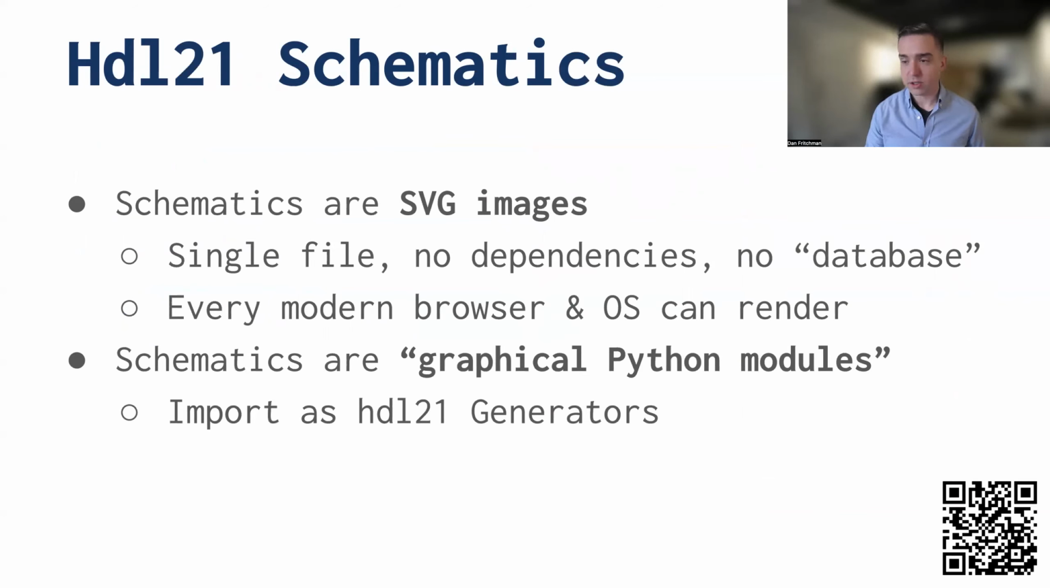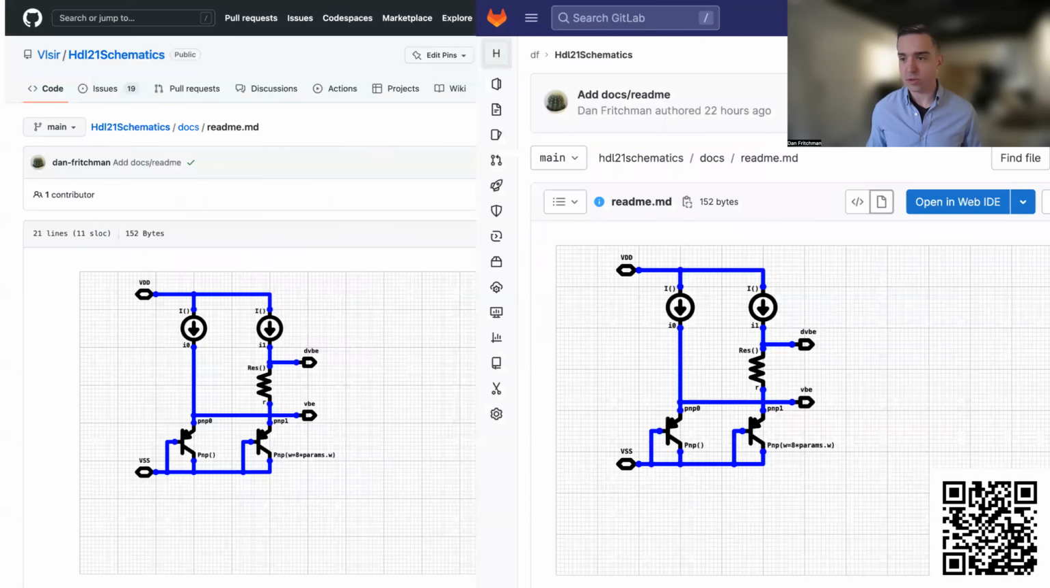does so by making each schematic a standalone SVG image, which is also essentially executable as a Python module. It runs as an HDL21 generator. One very helpful fact about making schematics out of general purpose image formats is that platforms like GitHub and GitLab can render them directly. There's no setup, there's no linked database or anything to render these images on those sites.